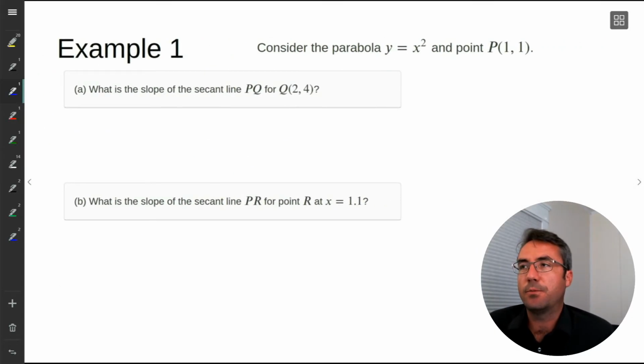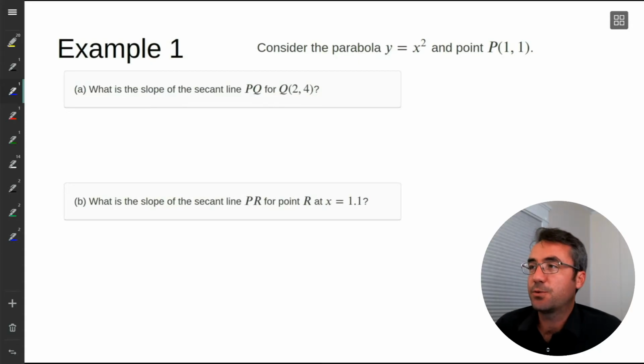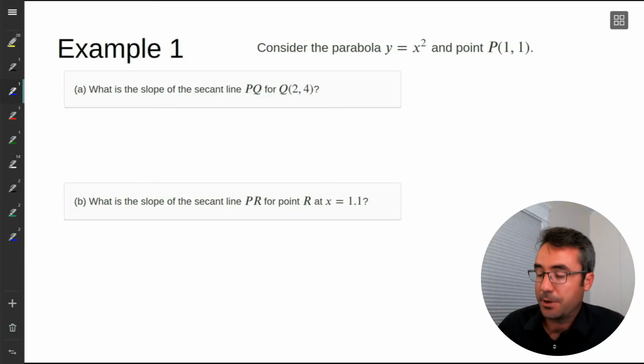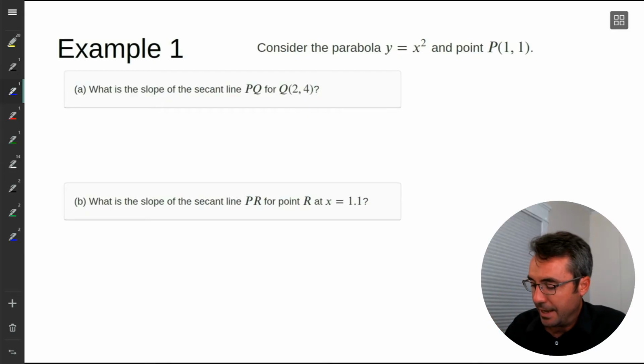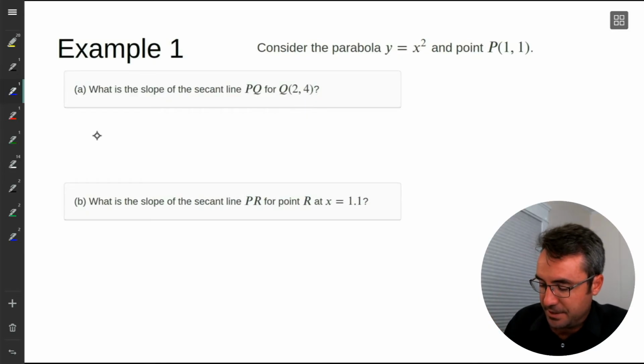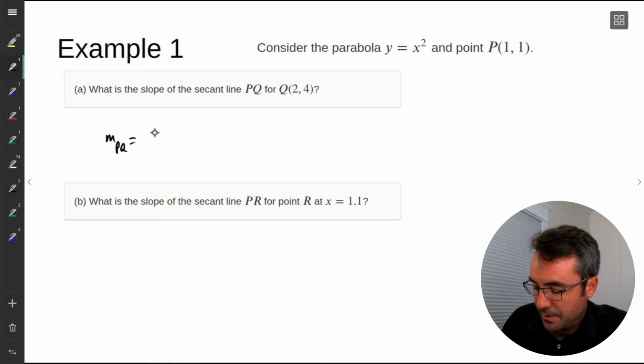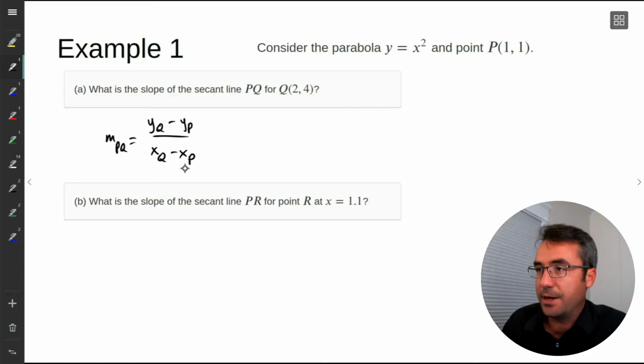So let's start with example 1. We're given the parabola y equals x squared and point P with coordinates 1, 1. And let's just go through some of the work here. Let's find the secant line for point P, connecting points P and Q, where Q is the point 2, 4. And what is the slope of the secant line? Well, that's the difference of our y coordinates divided by the difference of our x coordinates. So change in y over change in x.